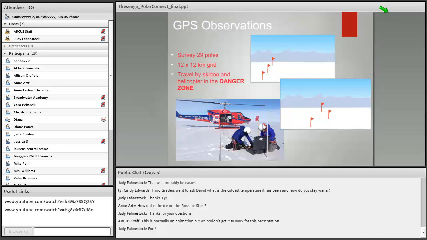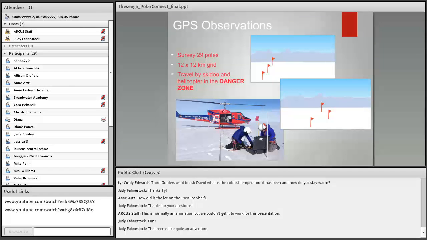So we belay from the helicopter. Sorry, we've got a radio going on in the background. Great. We pretty much belay from the helicopter, so we're attached to it all the time to do that portion of the survey.